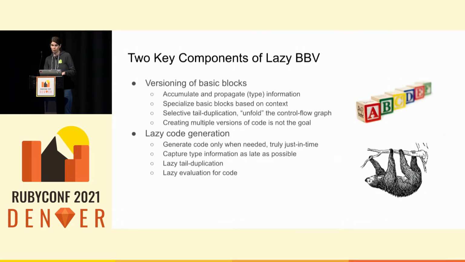So there's two key components to this technique. The first is the versioning of basic blocks, where we generate multiple versions of code that are specialized based on types in a given context. The second component is the lazy generation of code. So that's when we generate code only when needed, truly just in time. I would say this technique is maybe the most just-in-time type of JIT that you could have, where it tries to capture type information as late as possible. And it's a little bit like lazy evaluation for code.